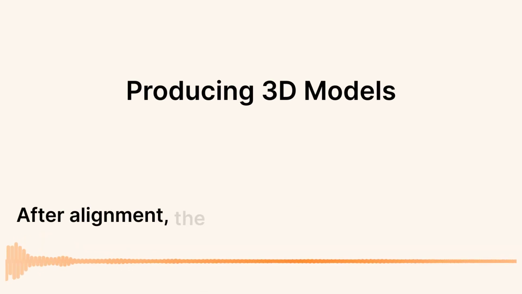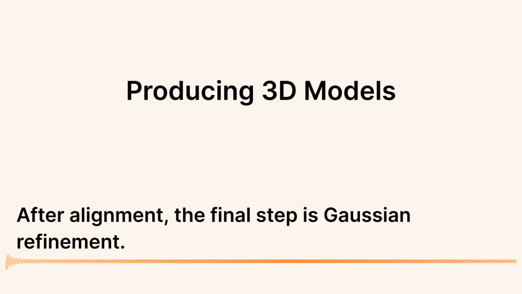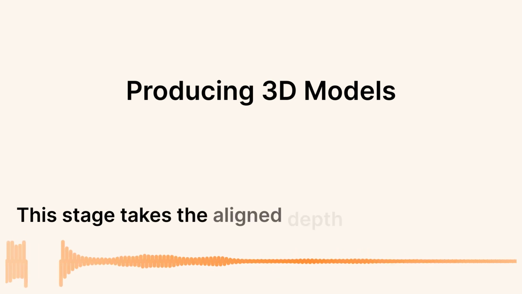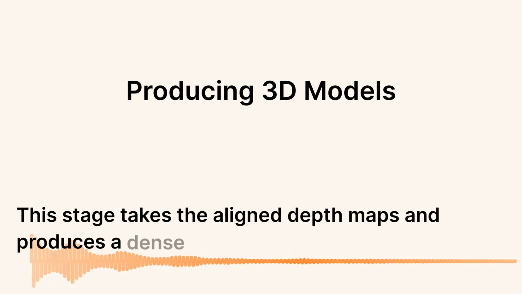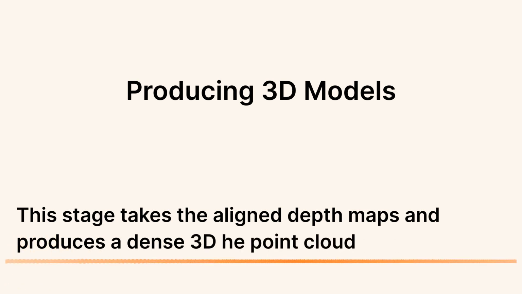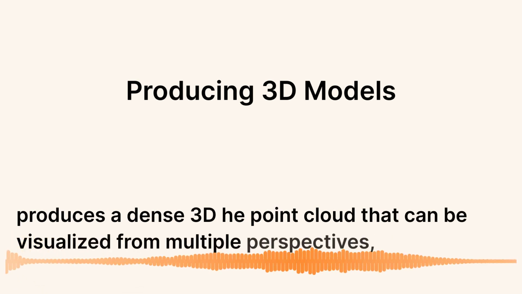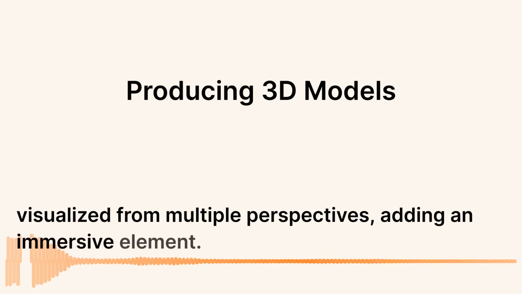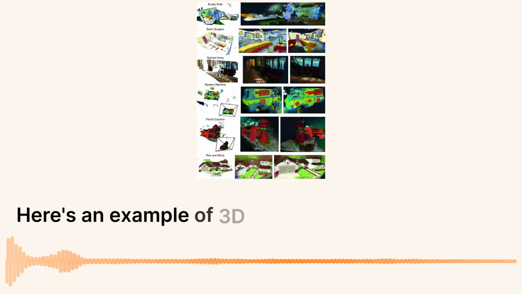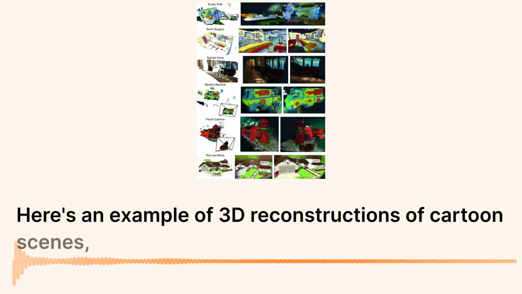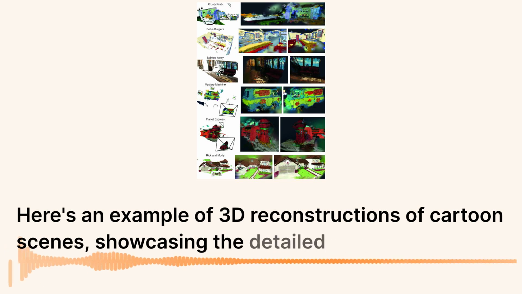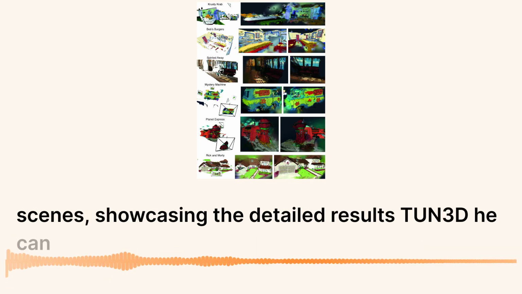After alignment, the final step is Gaussian refinement. This stage takes the aligned depth maps and produces a dense 3D point cloud that can be visualized from multiple perspectives, adding an immersive element. Here's an example of 3D reconstructions of cartoon scenes, showcasing the detailed results Toon3D can achieve.